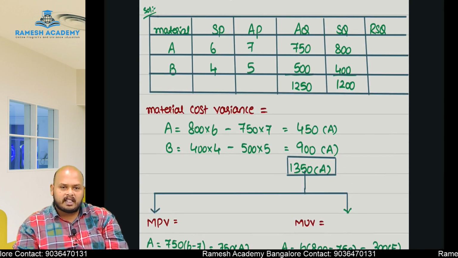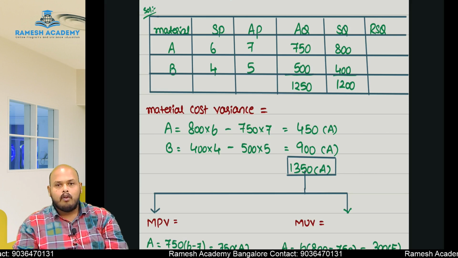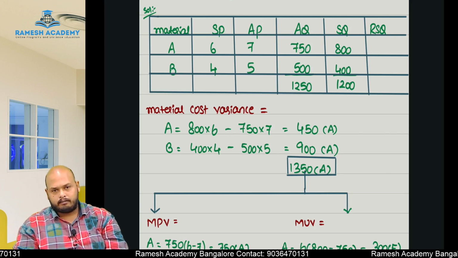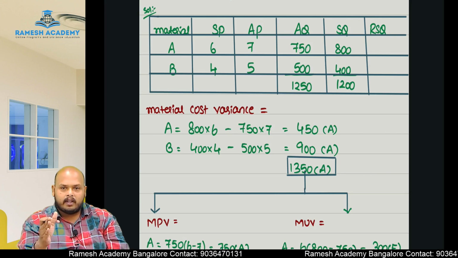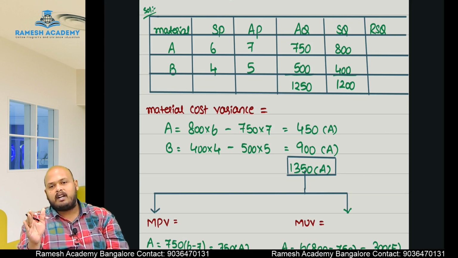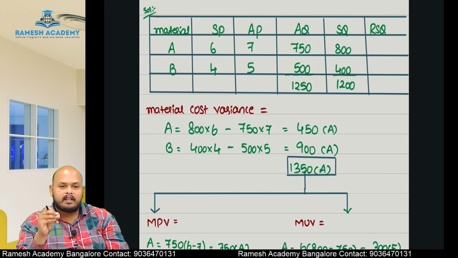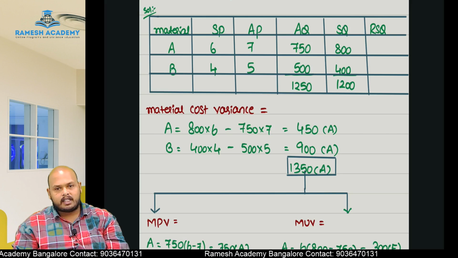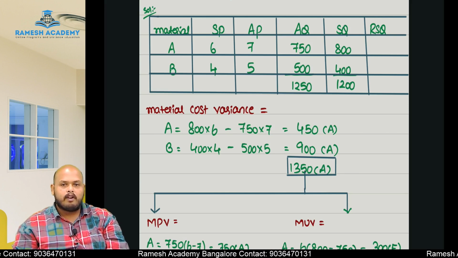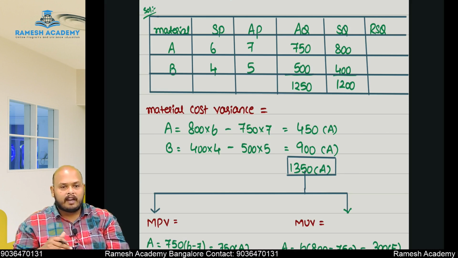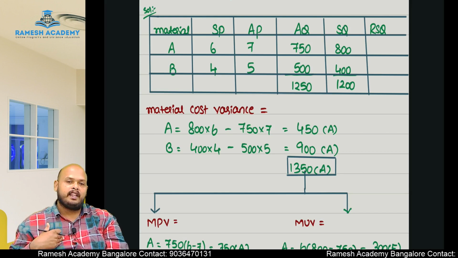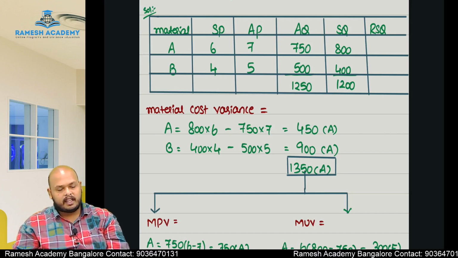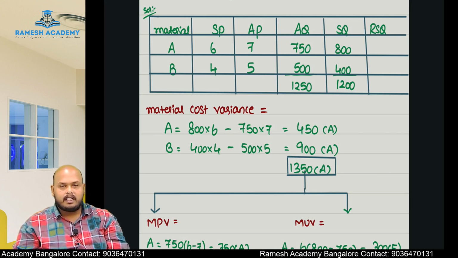So what do you mean by this revised standard quantity, sir? Revised standard quantity is nothing but, when there is a difference between your actual quantity consumed and standard quantity expected, then we have to revise our standards. See, what is our standard expectation? 1200. But what is the actual consumption? 1250. That means we have to revise our standards because our standards are not reaching the actual.